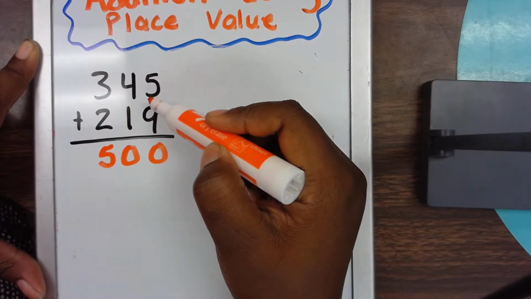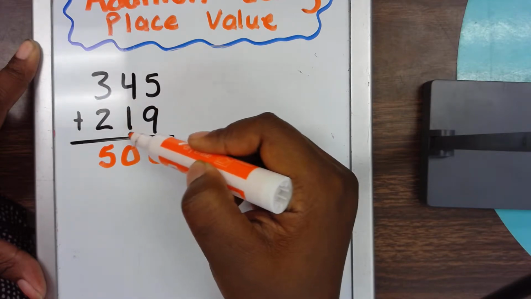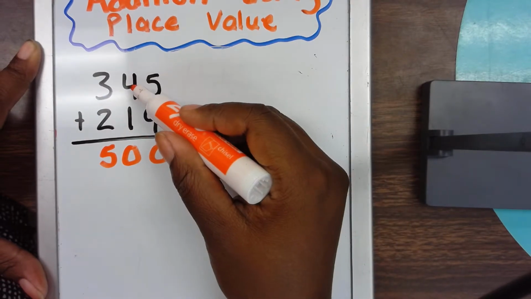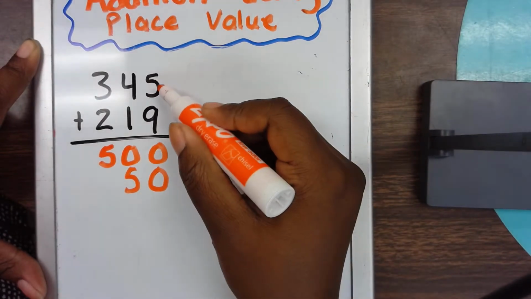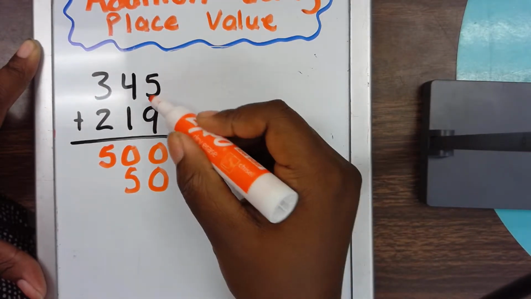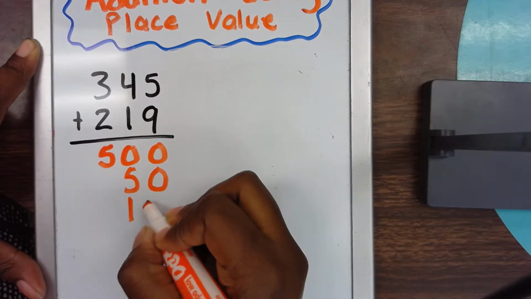Then I'm going to go to the tens place. A 4 in the tens place is 40. A 1 in the tens place is 10. And 40 plus 10 equals 50. And then I'm going to go to the ones place. 5 plus 9 equals 14. So I write 14 here.